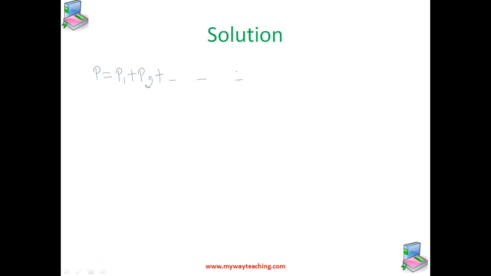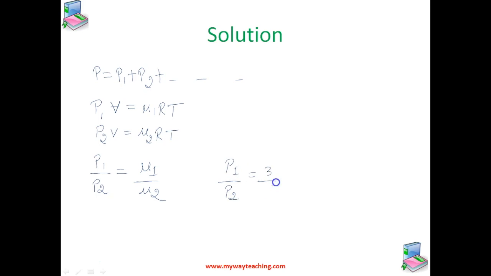Each gas obeys the gas law. Since V and T are common to two gases, we can write for the first one P1 V is equal to mu1 RT, and for the second gas P2 V is equal to mu2 RT, isn't it? So if you divide it, we get P1 by P2 is equal to mu1 by mu2. So here 1 and 2 refer to neon and oxygen. So here they have given the ratio, that is P1 by P2 is equal to 3 by 2, isn't it? So if you substitute in this equation, we get mu1 by mu2 is equal to 3 by 2, isn't it?